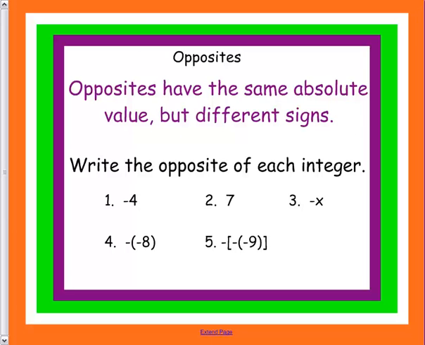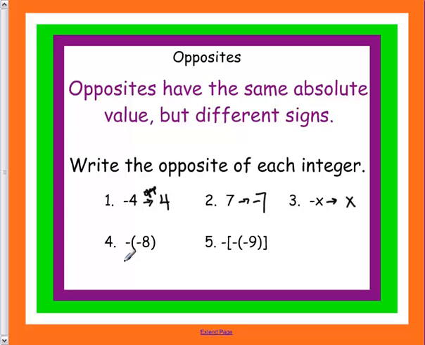All right, so opposites. We've been talking about that a little bit. Write the opposite of each integer. Okay, the opposites have the same absolute value, but different signs. So who is also 4 units away from 0? 4. So -4, the opposite is 4. The opposite of 7 is -7. The opposite of -x is x.